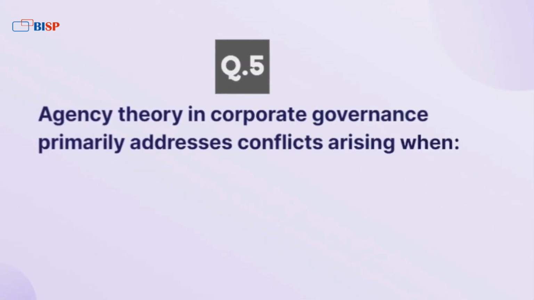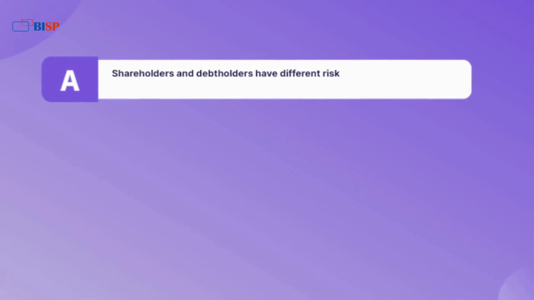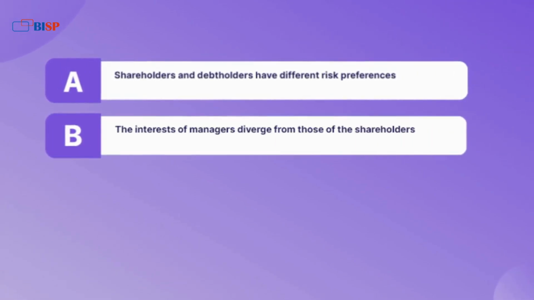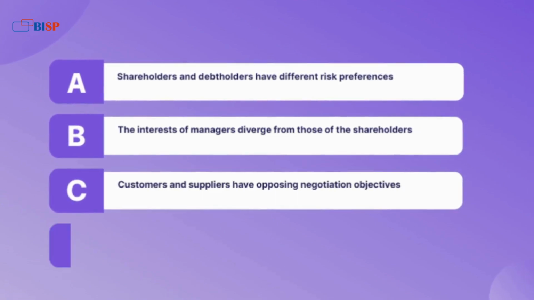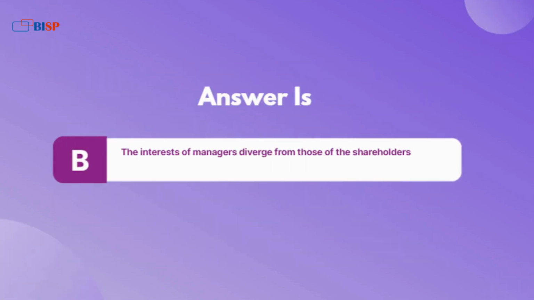Agency theory in corporate governance primarily addresses conflicts arising when A. Shareholders and debt holders have different risk preferences. B. The interests of managers diverge from those of the shareholders. C. Customers and suppliers have opposing negotiation objectives. D. Not applicable. Answer is B. The interests of managers diverge from those of the shareholders.